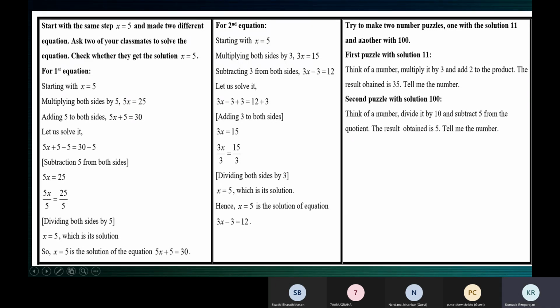The idea behind this is x is equal to 5 is one solution, but the equation can look different. When you solve 5x plus 5 is equal to 30, you're getting x is equal to 5. When you solve 3x minus 3 is equal to 12, you're getting x is equal to 5. So this one solution can be the solution of different equations.